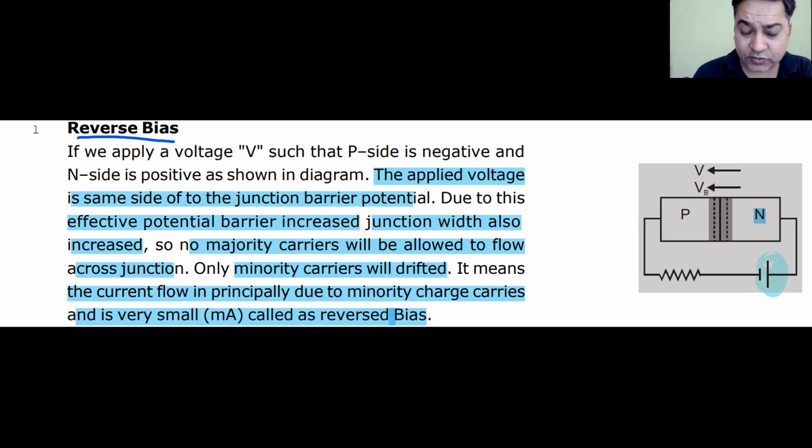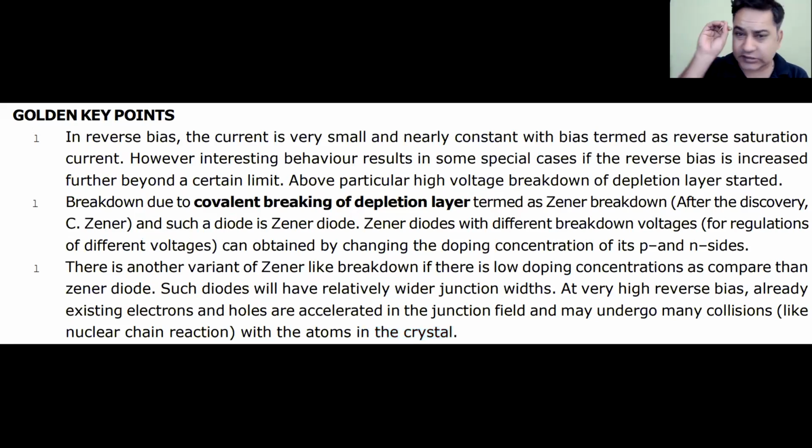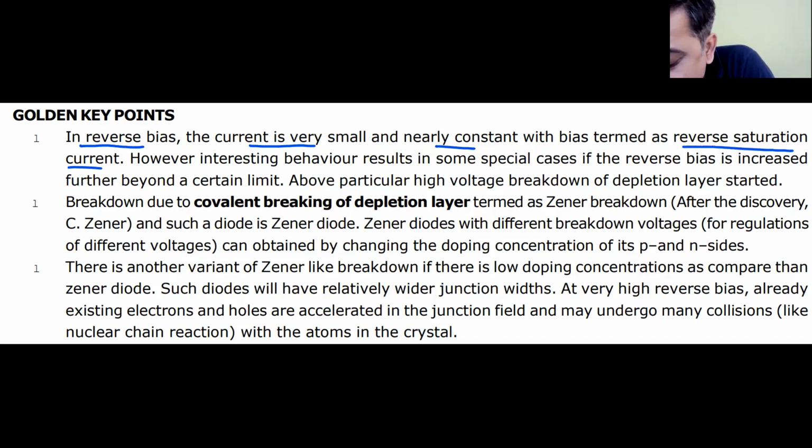Something that you must remember about reverse bias: the current is very small. Current is due to minority carriers, depletion layer increases, potential barrier increases. We understand this. There's one very important thing that you must understand, that is known as the Zener breakdown, and that is what we are going to see. In reverse bias, the current is very small and nearly constant. This is known as the reverse saturation current because it always remains the same. Whatever you do, the current will not change. Do we understand this? Yes, sir. But an important thing happens if the reverse bias is increased beyond a further limit.